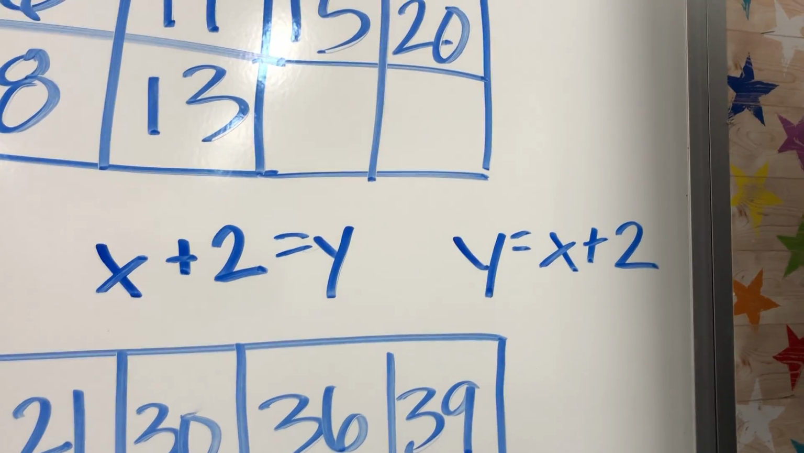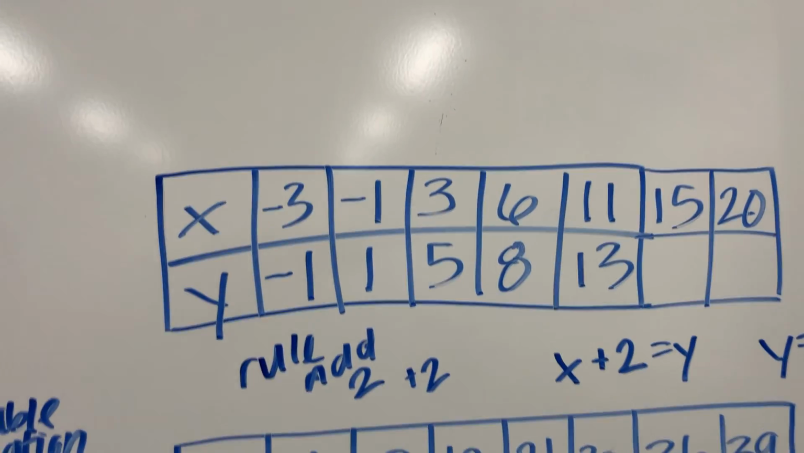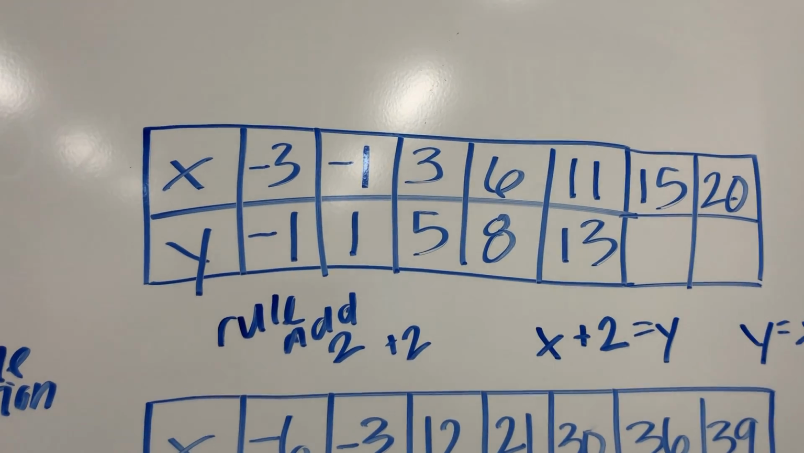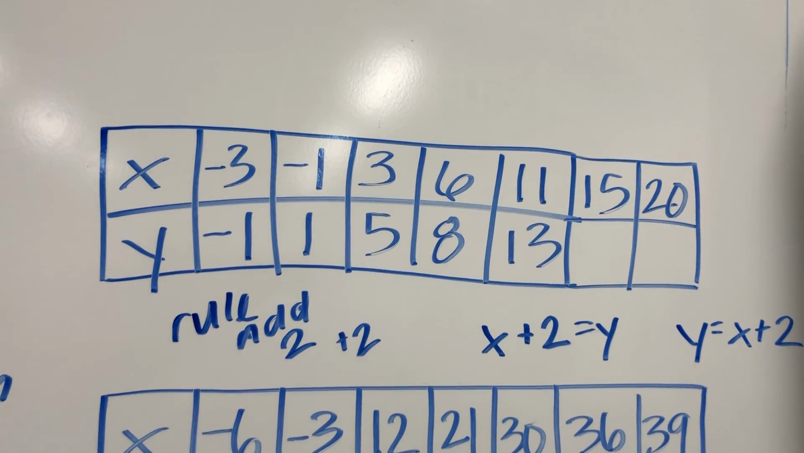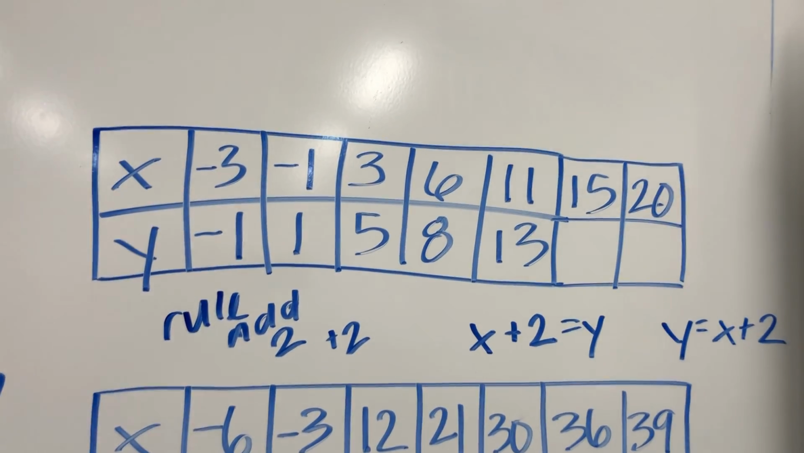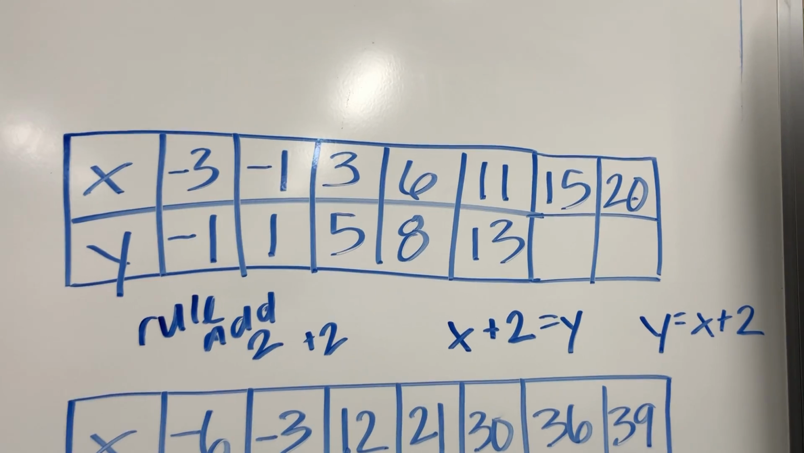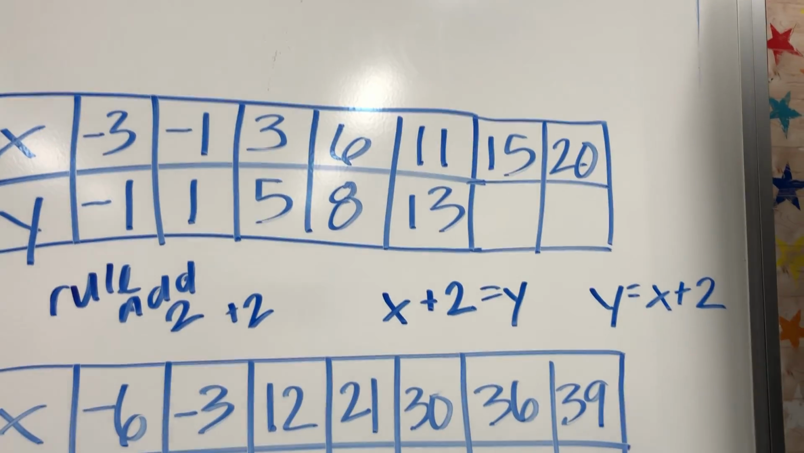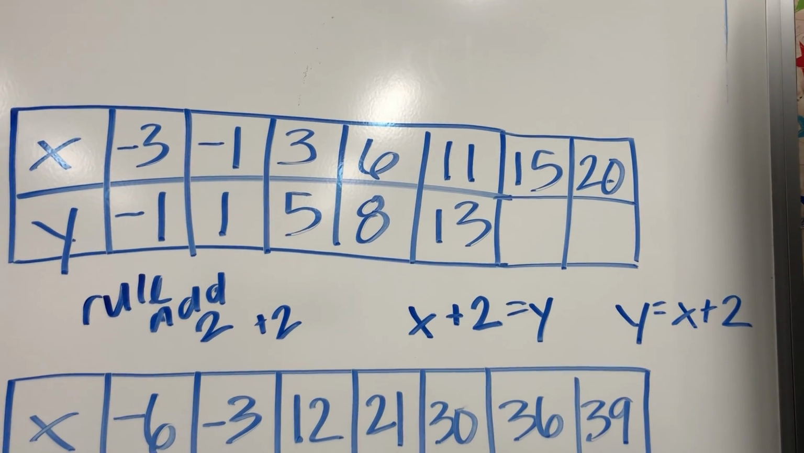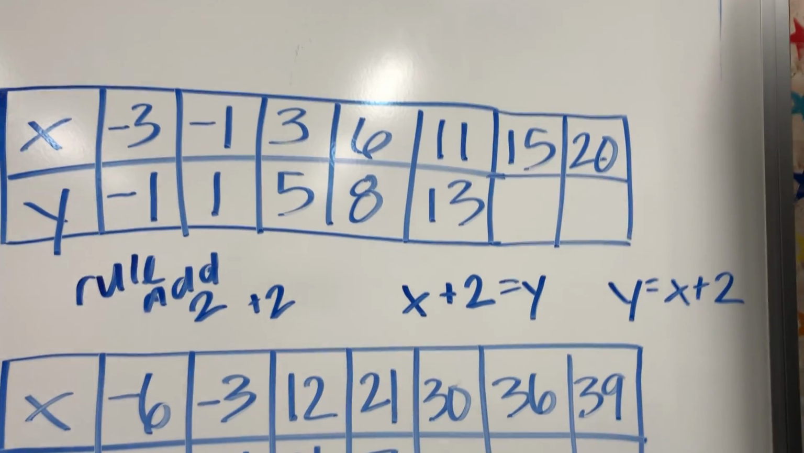Now, one thing to keep in mind is we are working from top down. So what I do not want to see is Y minus 2 equals X. We're working from X to Y, or top to bottom. But you can switch if you have that equals Y at the front, or sorry, at the end.